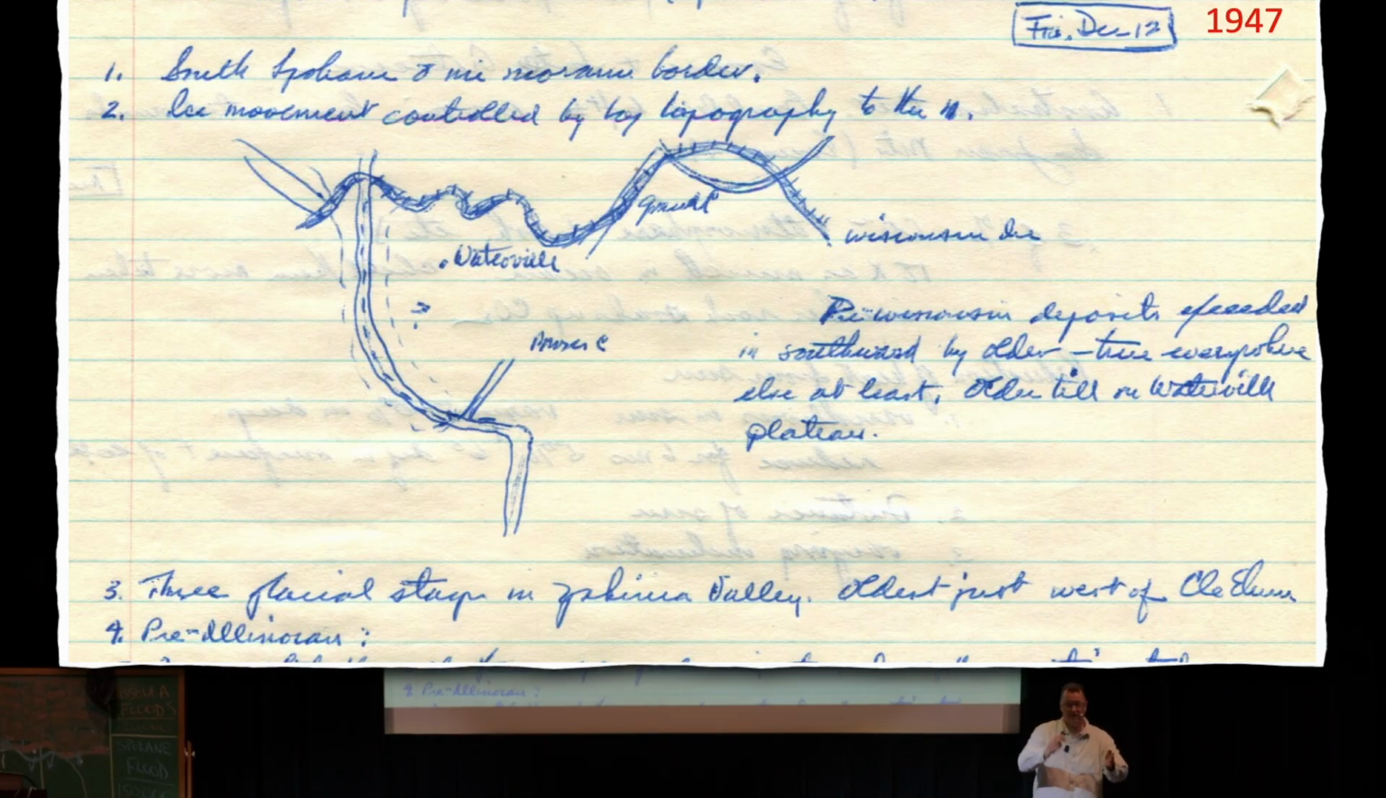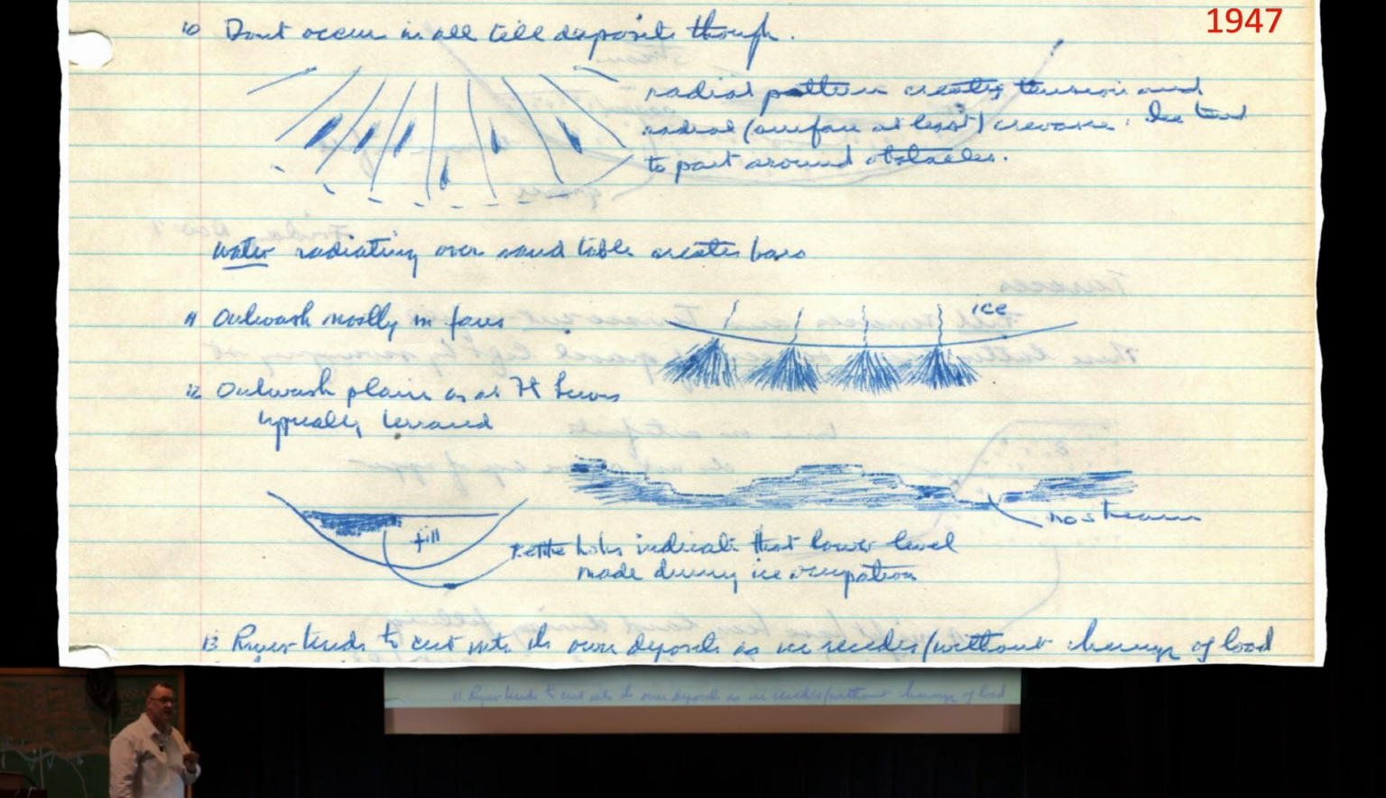J. Hoover Mackin is teaching his classes in 1947 in Seattle. He's talking about pre-Wisconsin deposits. He's talking about the Waterville Plateau. He's talking about glacial deposits south of Spokane. So there were supporters of Bretz's wild ideas, even being taught in university classes in the 1940s.